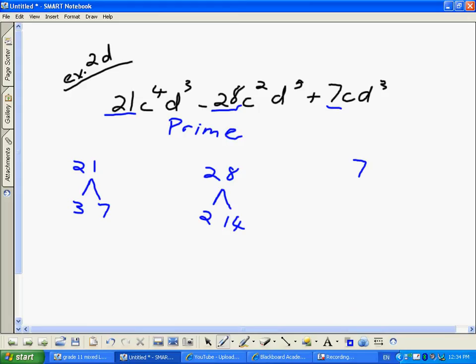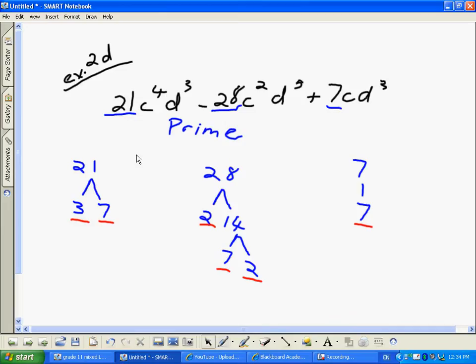2 I can't break down any farther. So you know what we're going to do? We're going to underline our final answers. So 2 is the final. I can't go any farther. Well, I can break 14 to 7 and 2. If you look at that, 7 and 2, those are both prime numbers. And finally, 7 can only be broken down into 7.